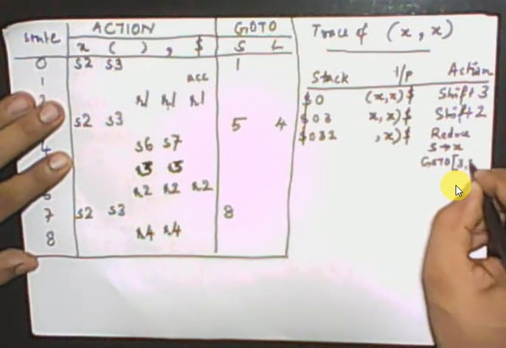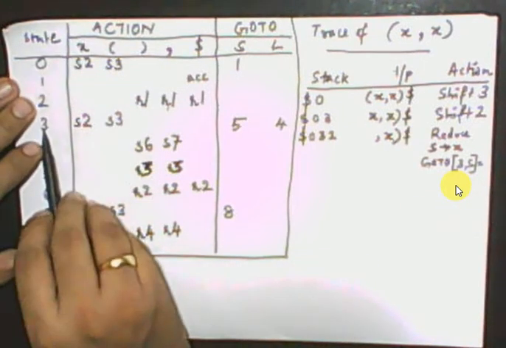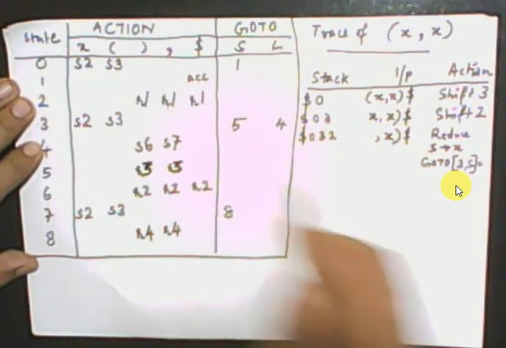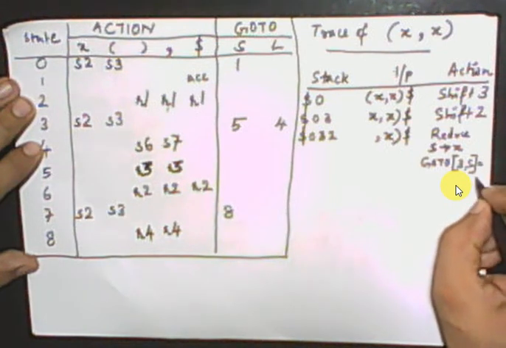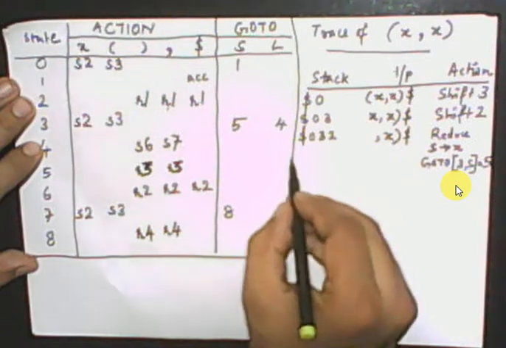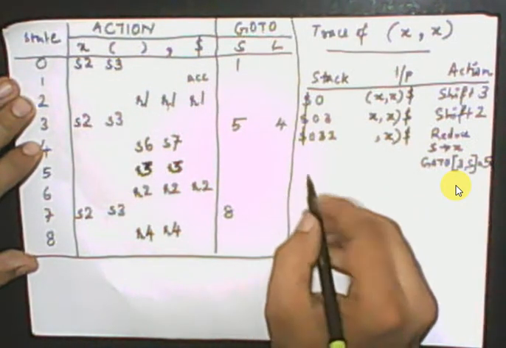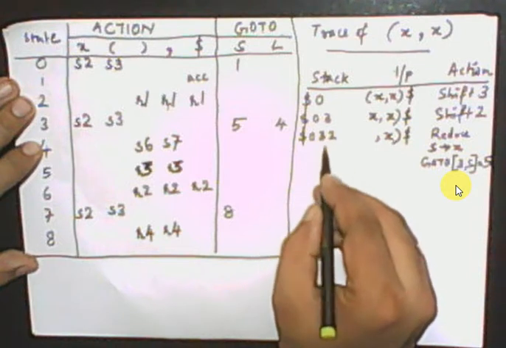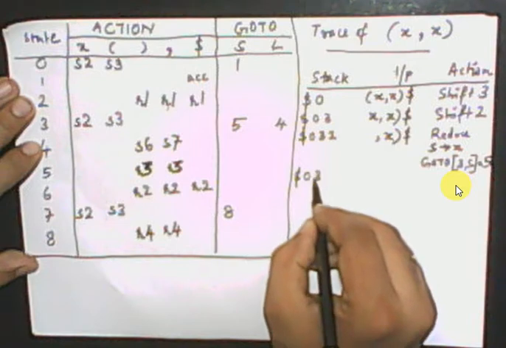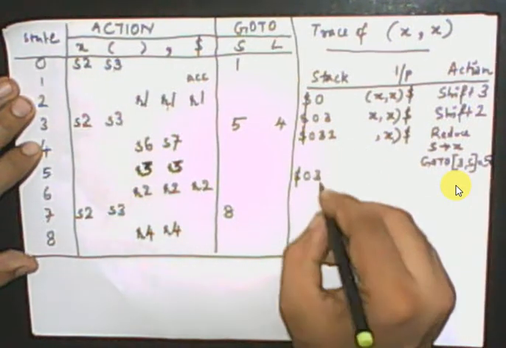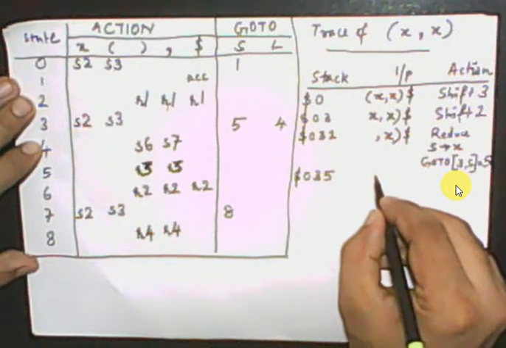3 on S, you will have 5. So 5 has to be pushed onto this stack. After removing 2, you have to push 5. So that is $ 0 3, 2 will be removed and 5 will be added. So it will be 5 here. And here you have comma x.